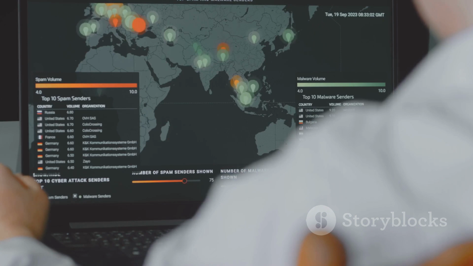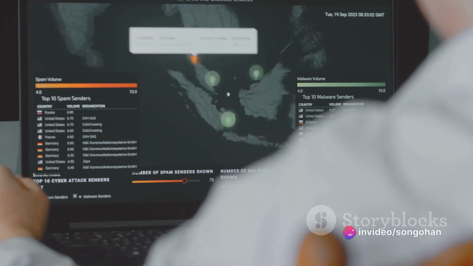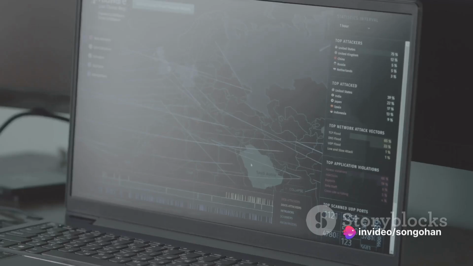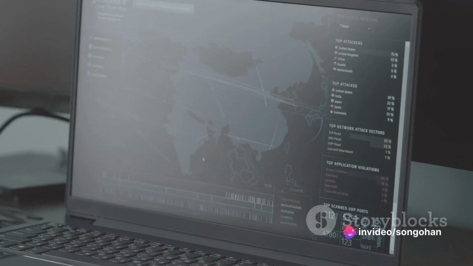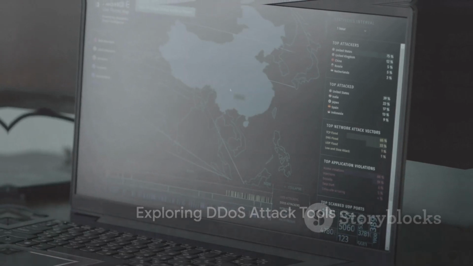The impact of these attacks can be devastating, causing financial loss and damaging reputations. They're a significant threat that anyone with an online presence needs to be aware of. So let's delve into the tools that make these attacks possible.